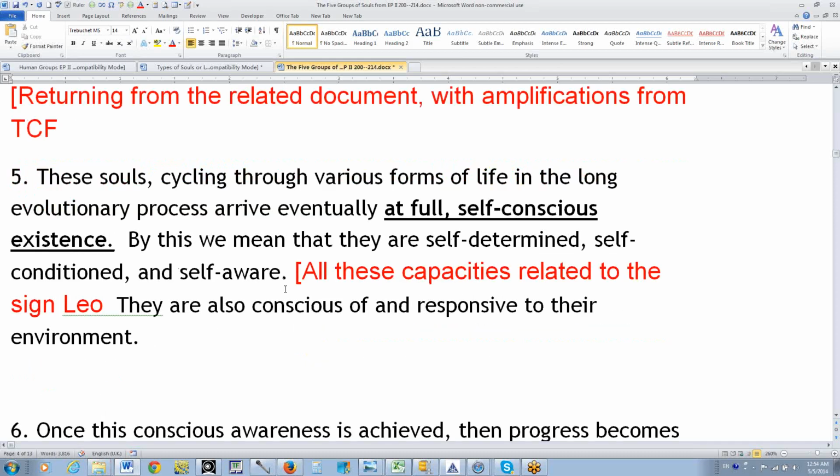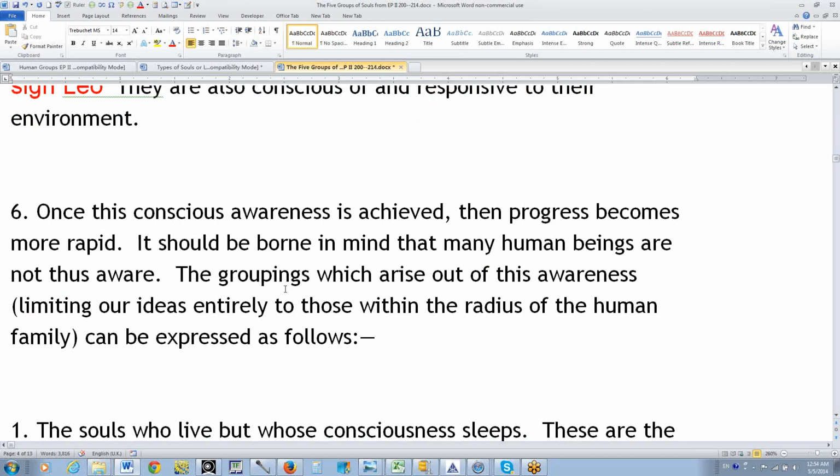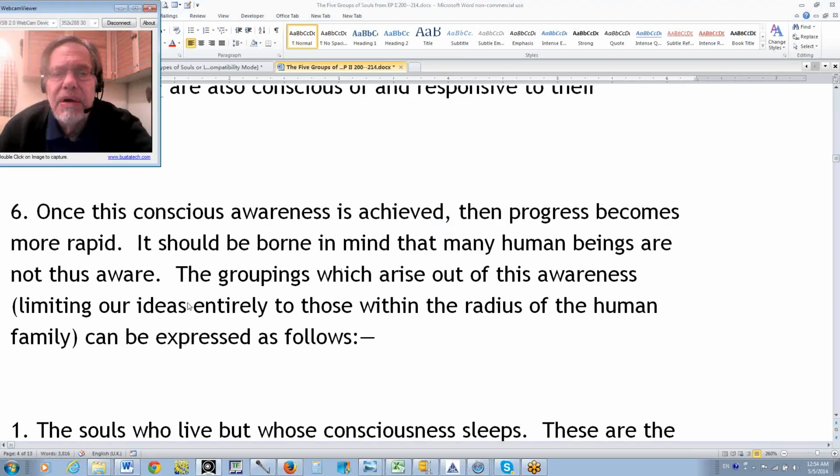This is what occultism says of the soul. We just looked at what conventional psychology, or different types of psychology, says of the soul, all the way from believing it doesn't exist to a statement which is much nearer the truth. Once this conscious awareness is achieved, then progress becomes more rapid. Presumably, people of our nature have entered this stage of a more rapid development. We have completed the majority of our lives as a human being.